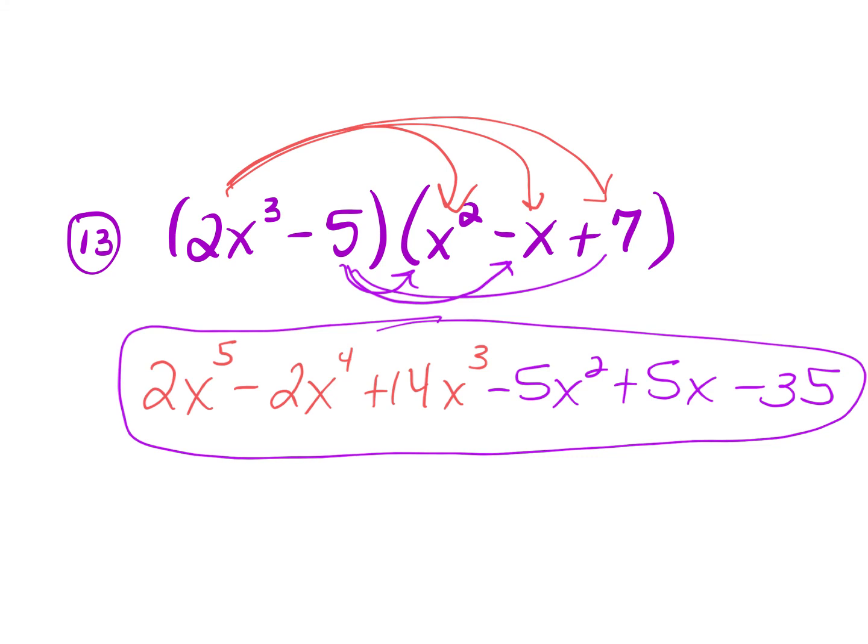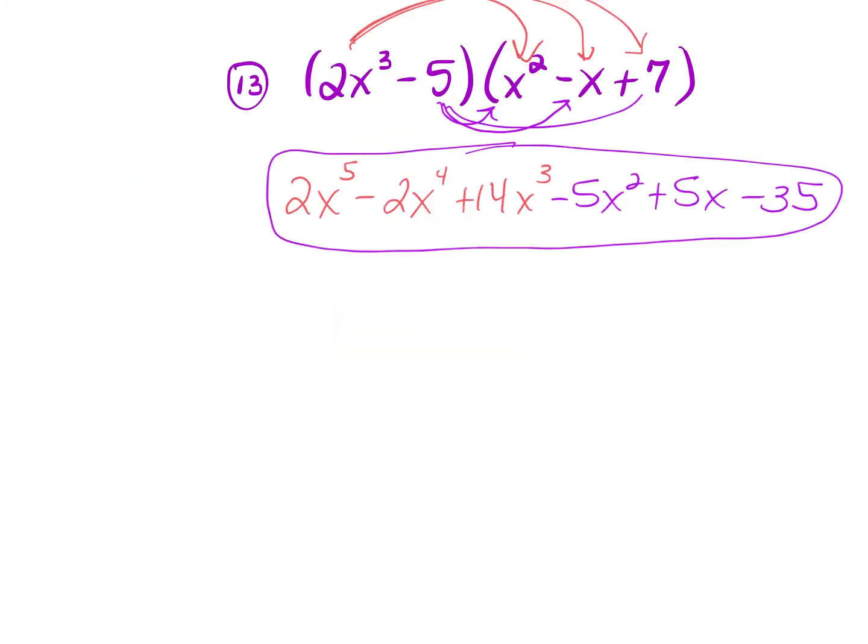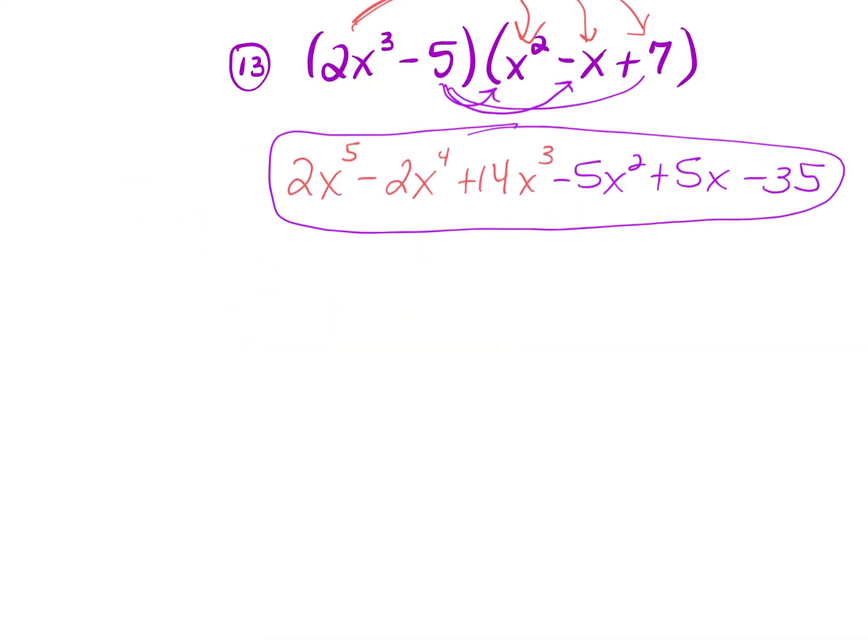But what's the degree? 5. What's the constant? Negative 35. What's the leading coefficient? 2. Good. All right, before we do that last one, let's just make up one more problem.